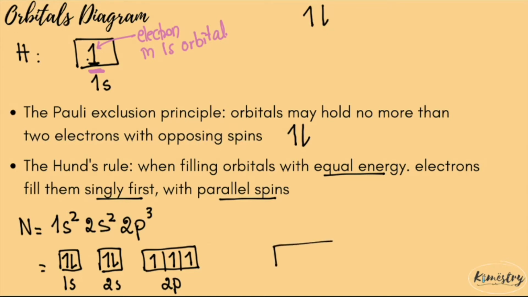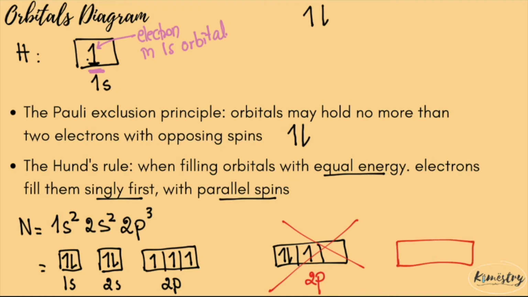We don't do it like this, 1, 2, 3. This is not the right way to fill the 2p orbital. It has to fill singly first with parallel spin. We also don't do it like this. No, that's not right. It has to be parallel.